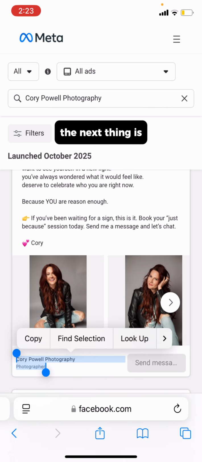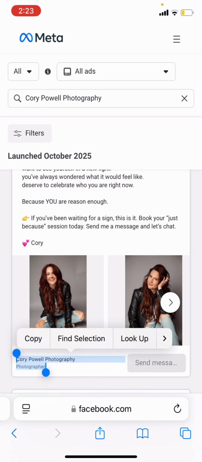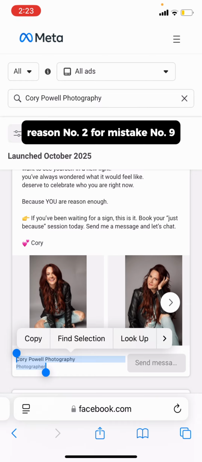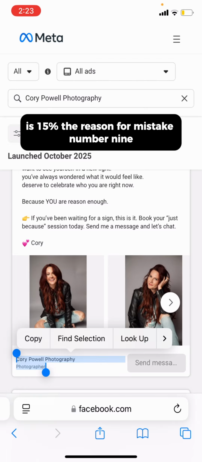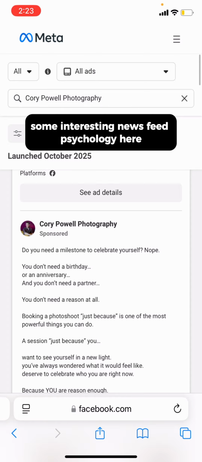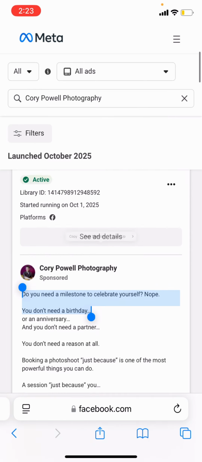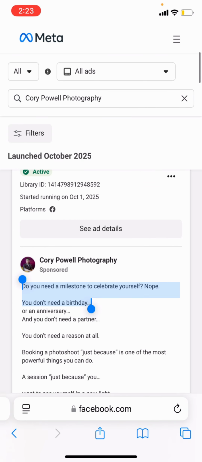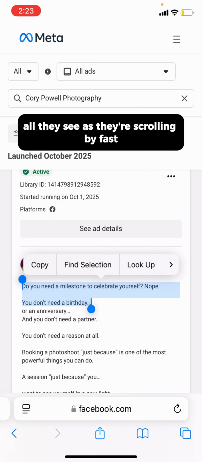The next thing is reason number 2 for mistake number 9, which is 15% of the reason for mistake number 9. Some interesting newsfeed psychology here. So women are scrolling fast. See More headline is all they see. They're scrolling by fast.